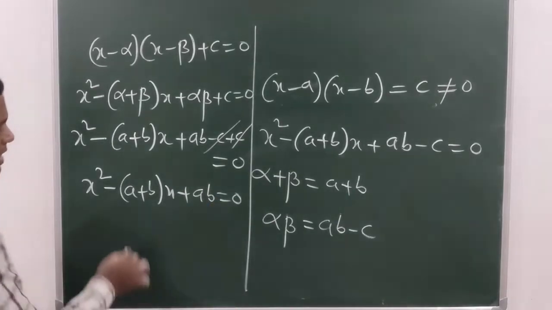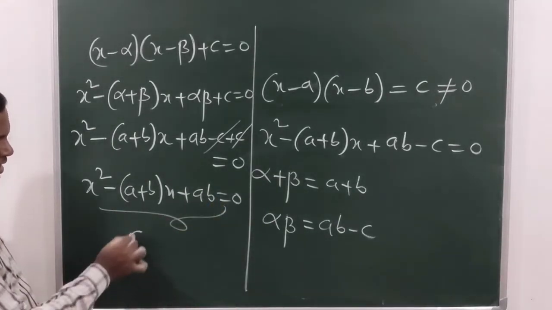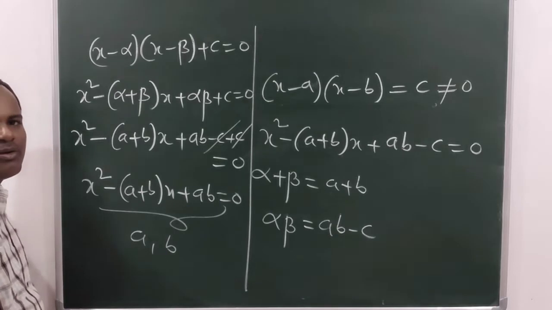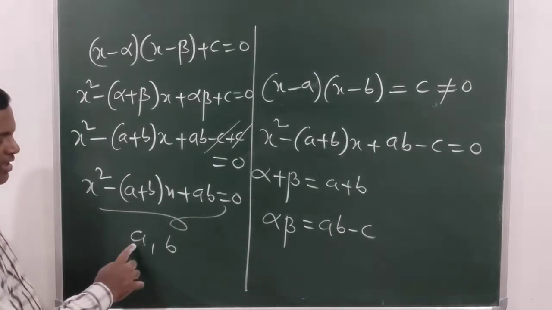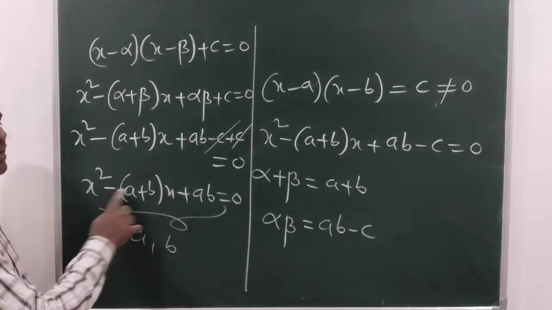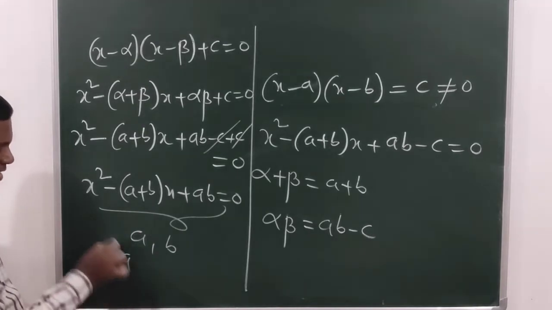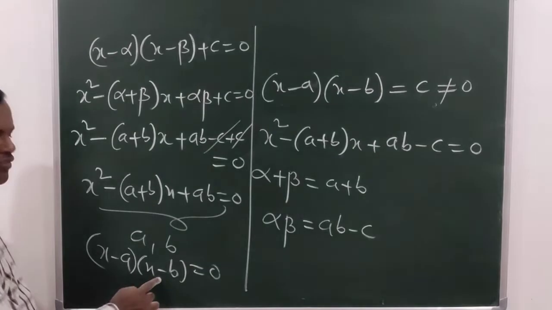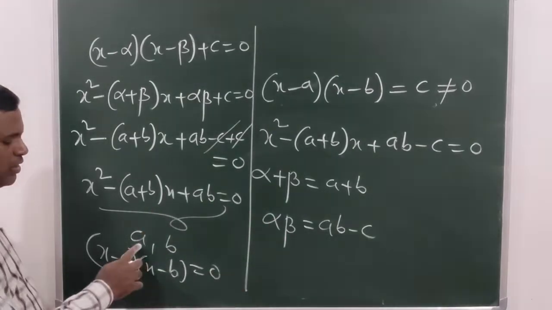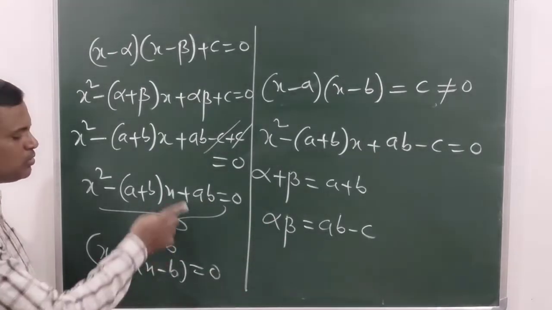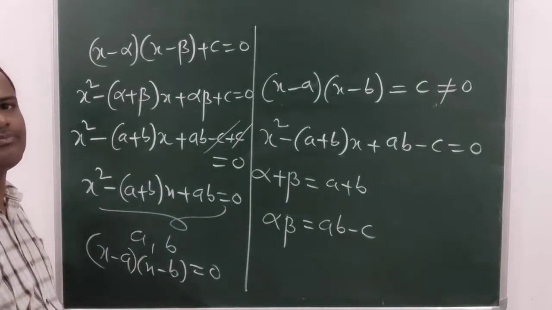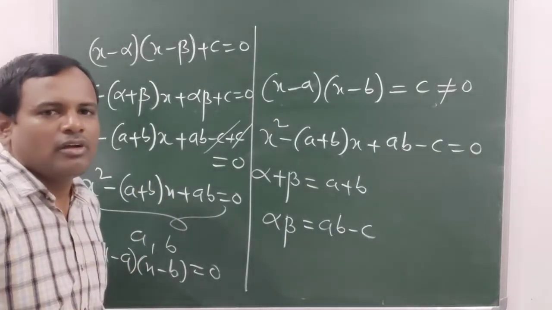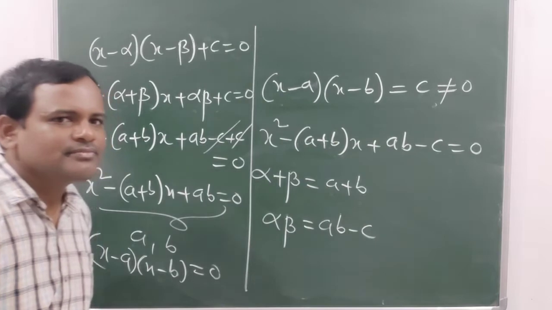Now what do you comment on the roots of this equation? a comma b. Yes or no? So when you factorize this, you will get (x minus a) into (x minus b), which is equal to 0. When you equate both of them equal to 0, you get a comma b as roots of this equation. Have you understood it?